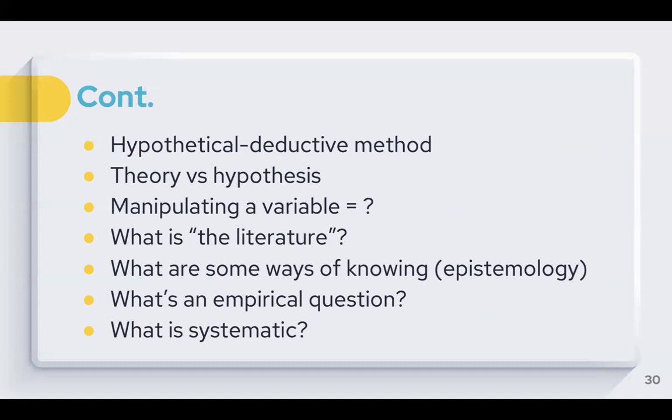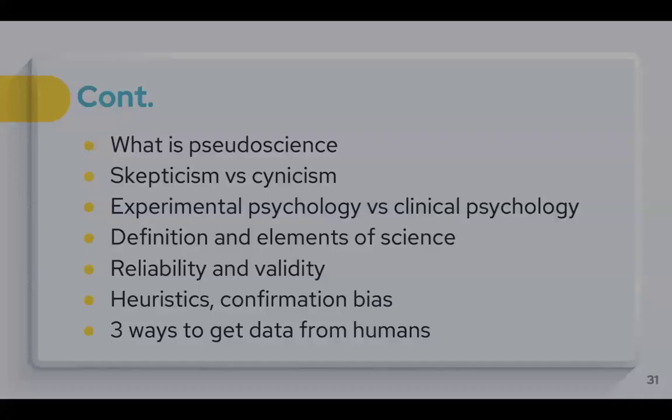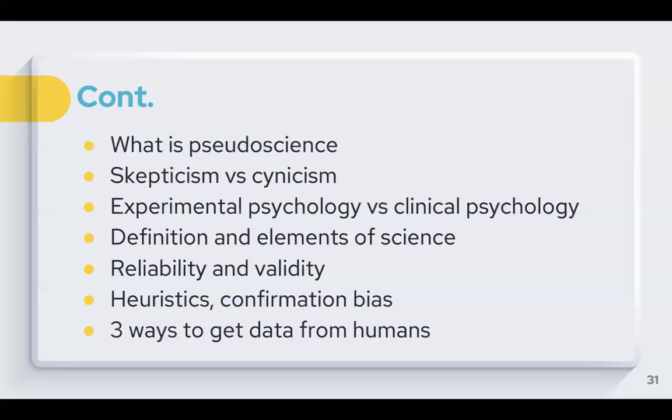Okay, when we think about what the literature is, we'll talk a little bit about that next week. The literature is all of the articles that are out there that are published and accessible. You can have some articles that are out there in people's file cabinets. They could be part of the theoretical literature, but they're not part of the literature that you can access. We talked about epistemology, ways of knowing things. We talked about what's an empirical question and what is systematic. Pseudoscience versus science.